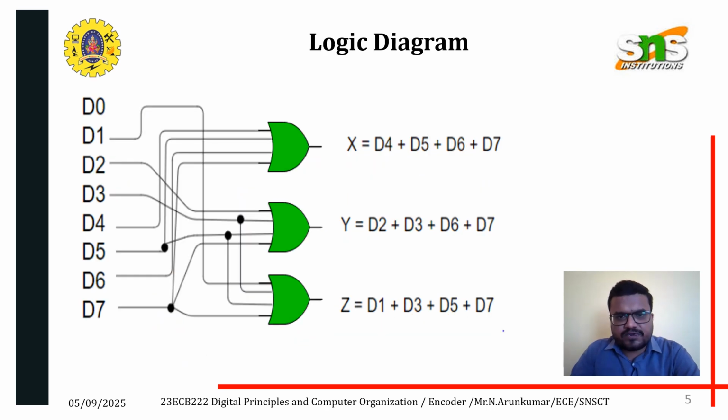Next, we are going to mark all these values as a logic diagram. Suppose x equals d4 plus d5 plus d6 plus d7; then the concerned inputs are fetched to the gate. Here I am using an OR gate for the addition operation, because it is all an OR operation. So d4 is fetched, d5, d6 and d7 are also fetched. Like this, y is also generated based on the input conditions.